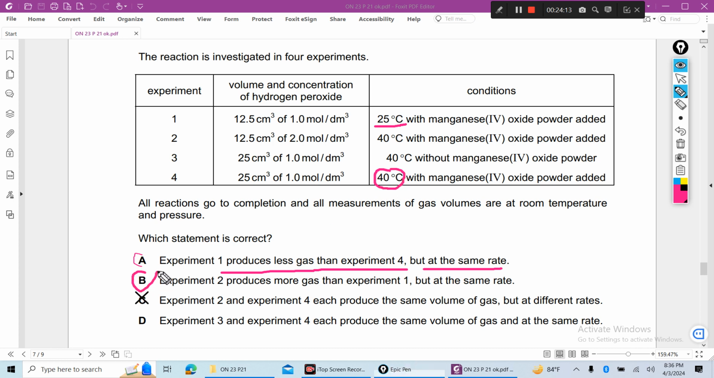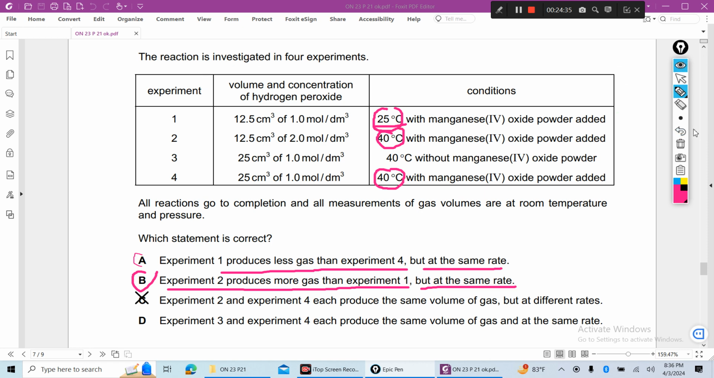And B is the wrong answer. Why? Experiment 2 produces more gas than experiment 1. True, but at the same rate? No. Experiments 2 and 1 are at 25 degrees centigrade and 40 degrees centigrade, so the rate of reaction will be different, not the same.